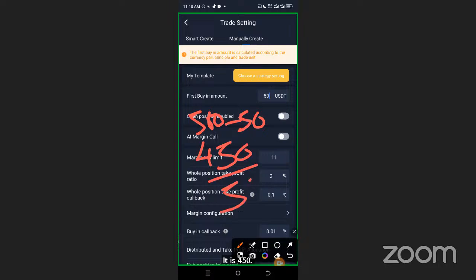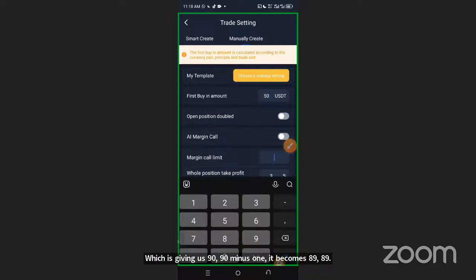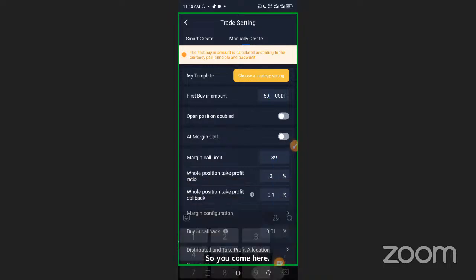Divide 450 by 5, which gives us 90. 90 minus 1 becomes 89 margin calls. So you come here and you put 89 margin calls. Are you getting the point?